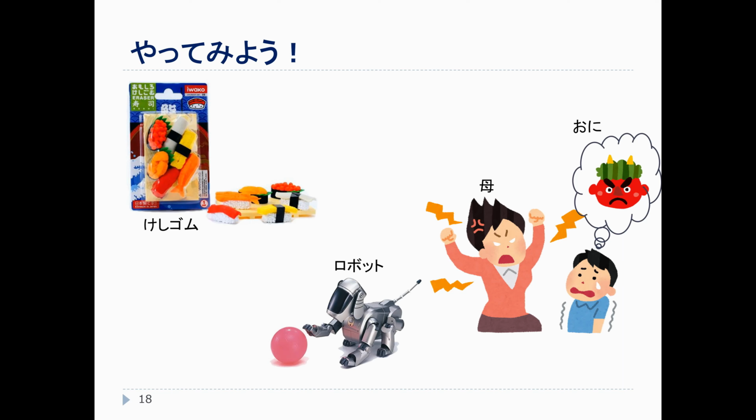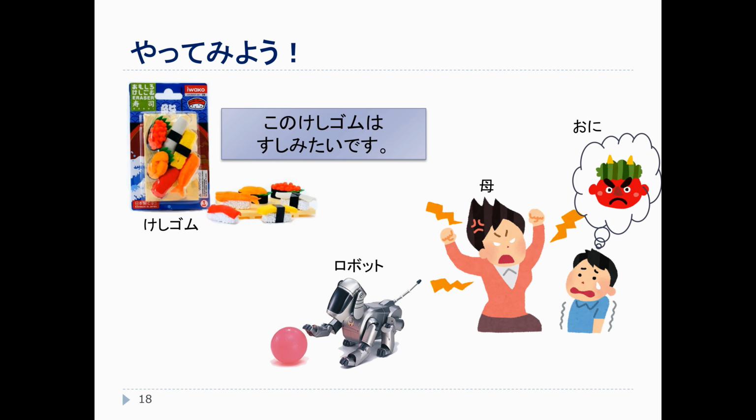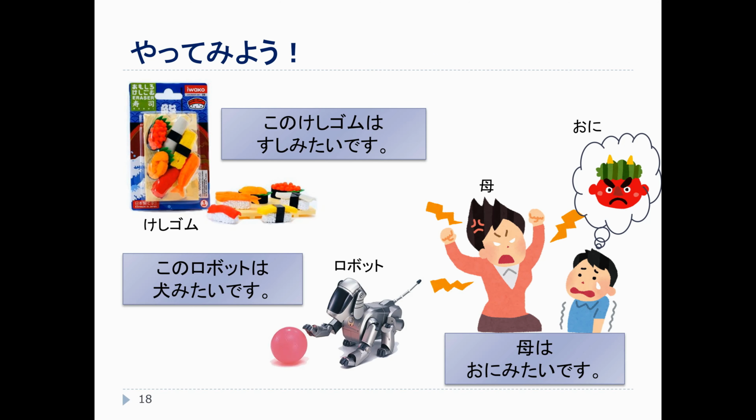Okay, so first we have these 消しゴム erasers. What are they like? この消しゴムは寿司みたいです。How about the ロボット? このロボットは犬みたいです。How about 母? 母は鬼みたいです。So these are ways that we can make comparisons. So these erasers are like sushi. This robot is like a dog. My mom is like a demon.